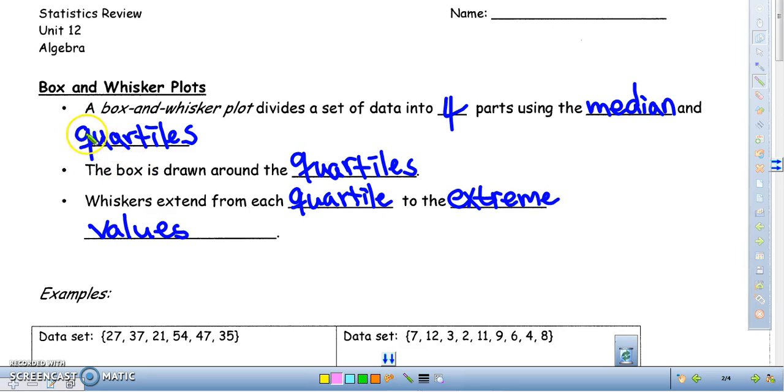Quartile means 4, just like quarter. Quadrilateral, when you see the word QUA, means 4. Median is the middle number of the data. The box is drawn around the quartiles. Please fill in the blank and write quartiles here.